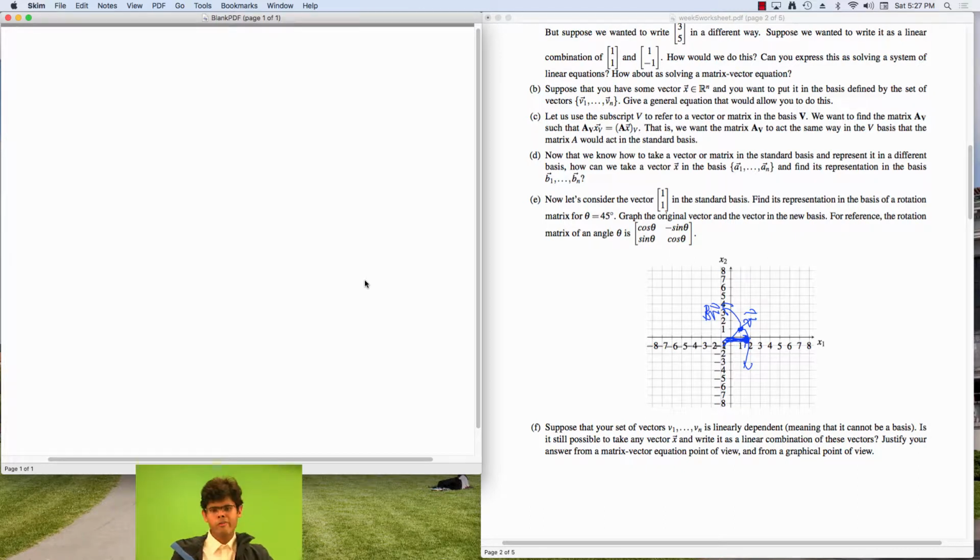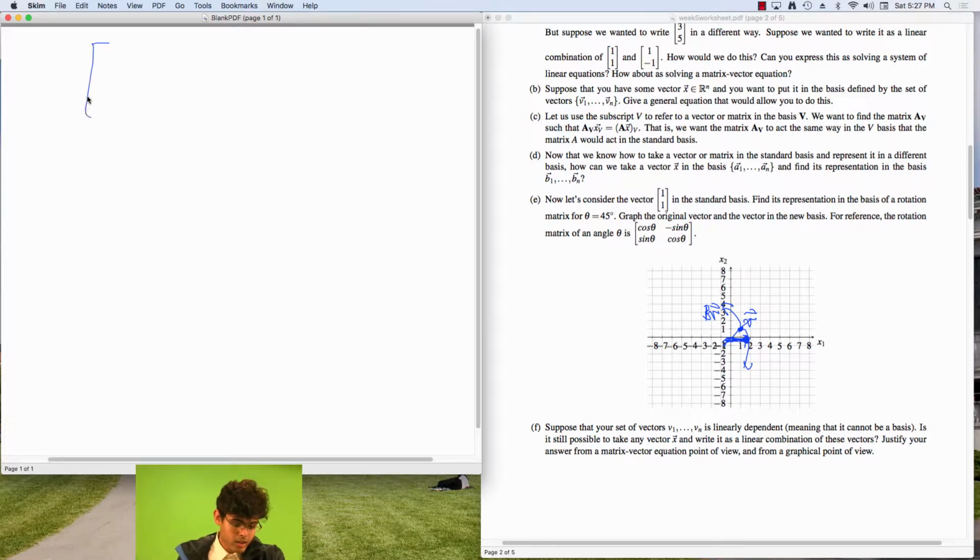All right, so part F is sort of a philosophical question. We're given some vectors, v1 to vn, but they're linearly dependent, so they're not a basis. So if you're given a set of vectors that is not a basis, the question is, can you still take any vector and represent it as a linear combination of them? And when you think about it, since they're not a basis, they cannot span the whole space either, right?